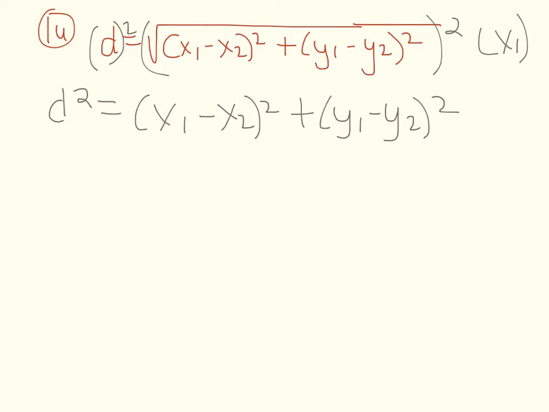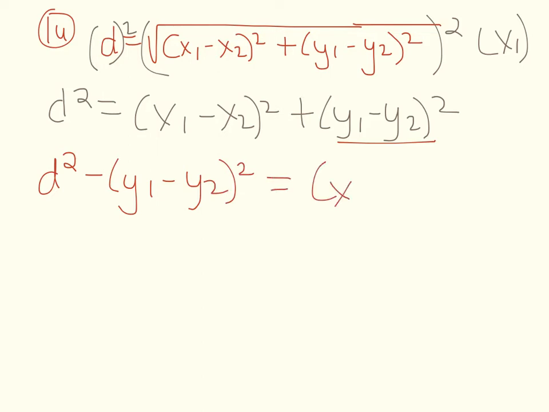So now what I'm going to do is move over my (y1 minus y2) squared to the other side to isolate for the x1 minus x2. So my third line is d squared minus, and then in brackets, (y1 minus y2) all squared, is equal to (x1 minus x2) squared.